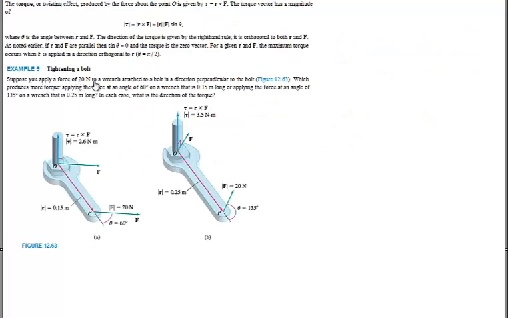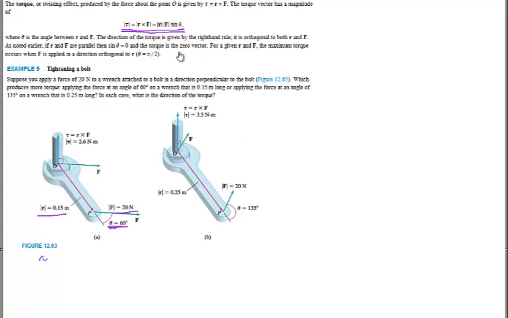In this example, they're defining torque to be the cross product of that arm length, the magnitude of that arm length, times the magnitude of the force, times the sine of the angle in between them. So that's going to be our definition for torque. In our example, they ask us to do this twice. However, they tell me that the magnitude of my first wrench, the magnitude of that arm length is 0.15. The magnitude of the force is 20 newtons, and the angle in between those two is 60 degrees.